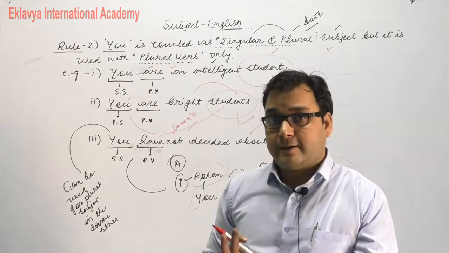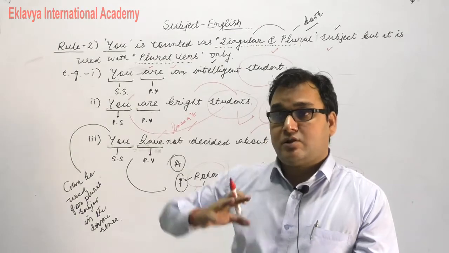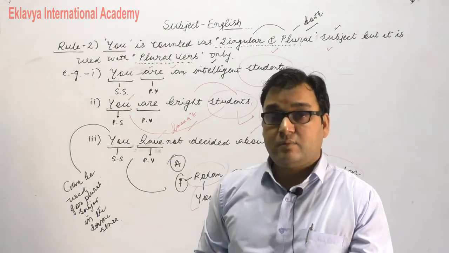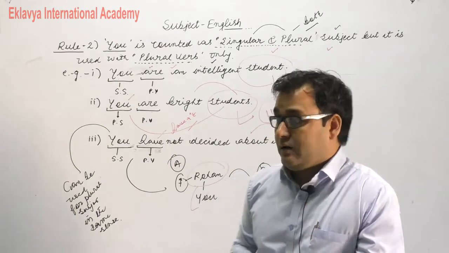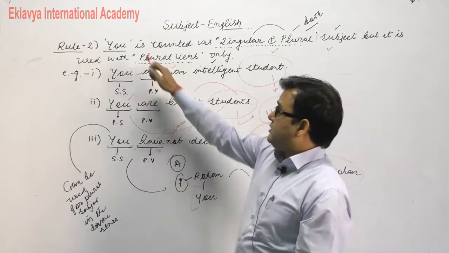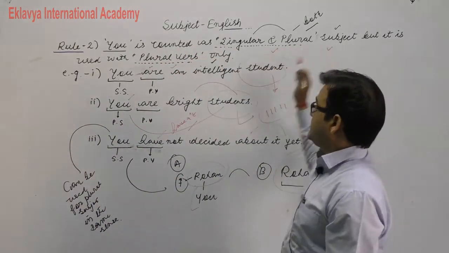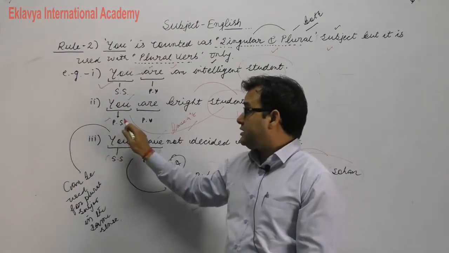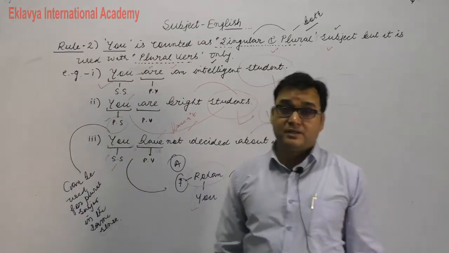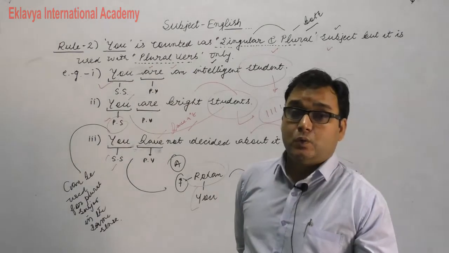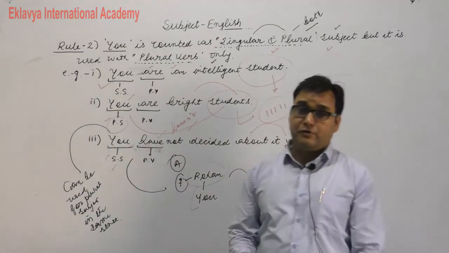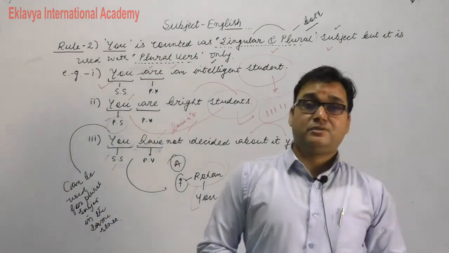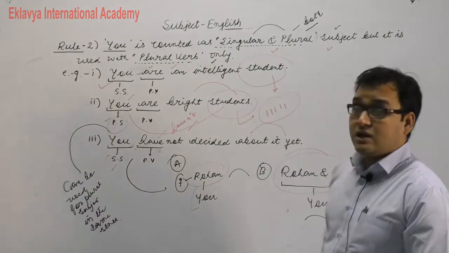कि बात किससे कर रहे हैं. बात वह है किससे कर रहा है. He is talking to a single person or more than one person. The main thing is that these examples show that you is counted as a singular and plural subject, but it is used with plural verb only. That's the rule, the beautiful rule of your subject verb agreement, students. Okay. Let's have your rule number 3.